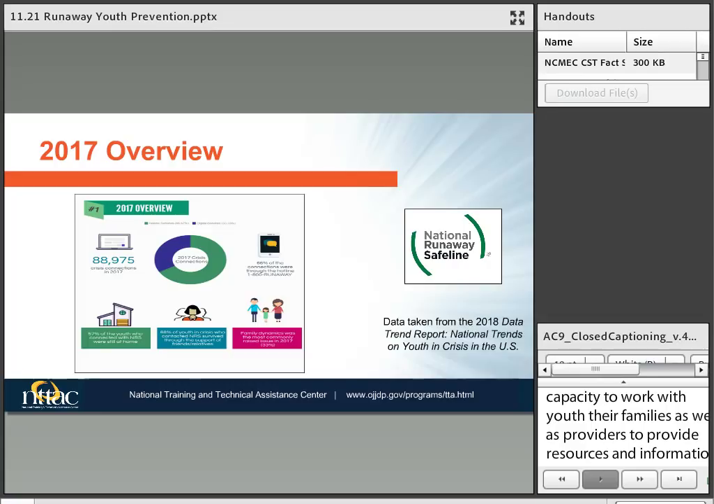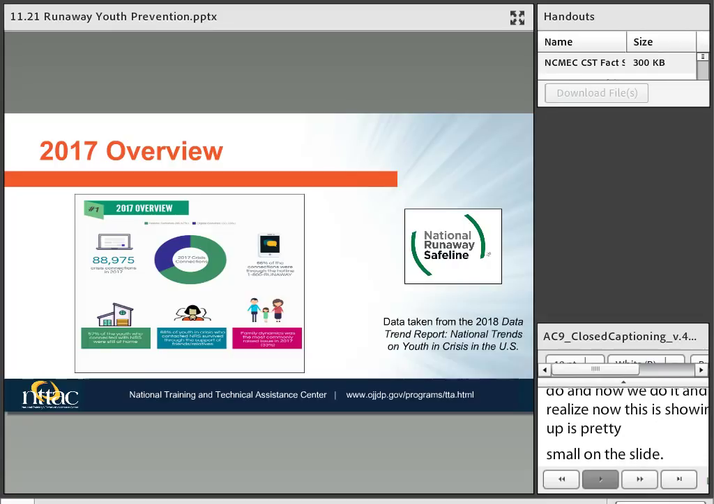I realize now that this slide is showing up as pretty small, but what I do want to note is that toward the end of this week, we are going to be releasing a 10-year data trend report that highlights what we have taken a look at: who is calling and who is reaching us in terms of a need for crisis intervention.